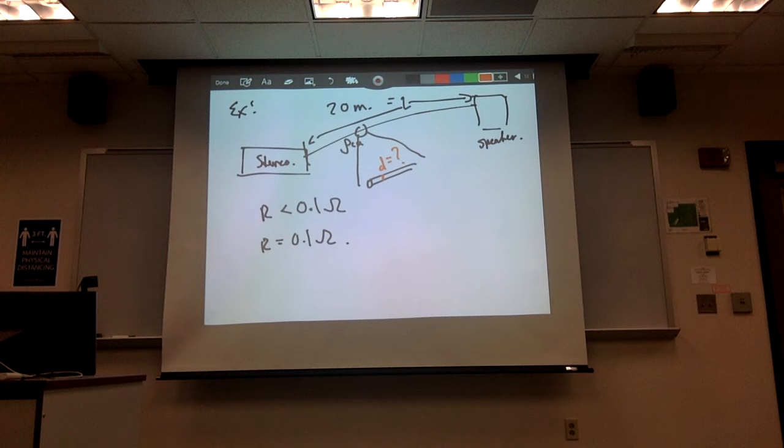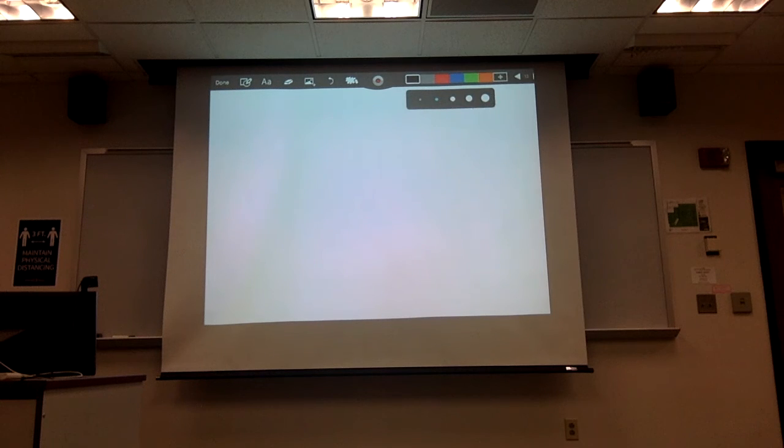So numbers we need to know are resistivity of copper is equal to 1.68 times 10 to the minus 8 ohm meters. So this is my resistivity of copper. So good. So what do we know? So we now know that the resistance is equal to the resistivity times the length divided by the cross-sectional area.